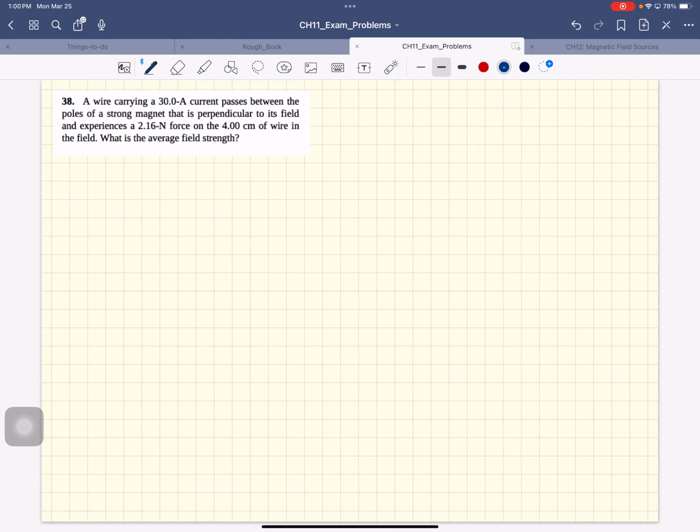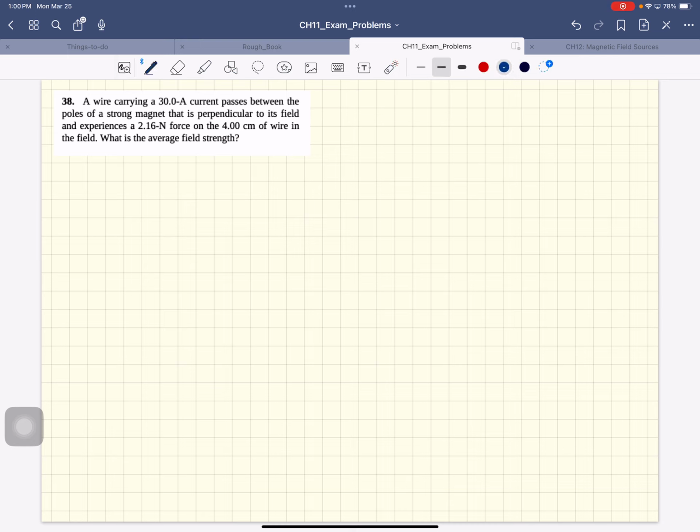All right, so this problem says a wire carrying a 30 amp current passes between the poles of a strong magnet, perpendicular to its field, and experiences a 2.16 Newton force on a 4 centimeter length of wire in the field. What is the average strength of the field?